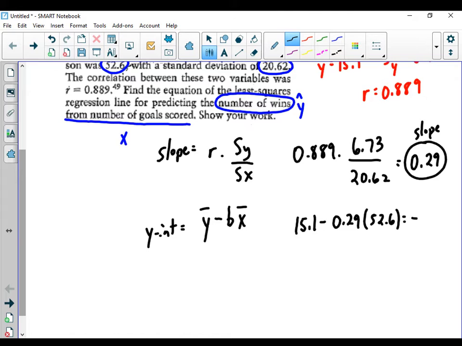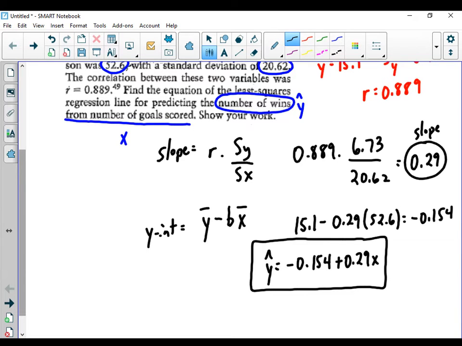And for that, we get negative 0.154. So the equation for this situation would be y hat equals, our y-intercept was negative 0.154 plus the slope of 0.29x.